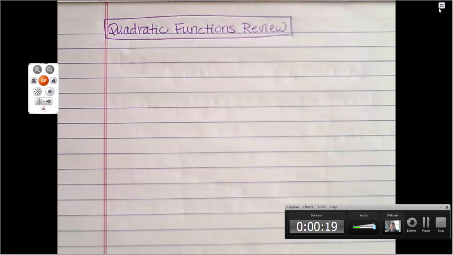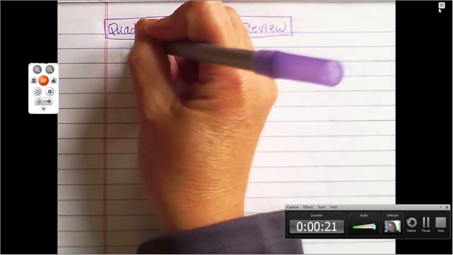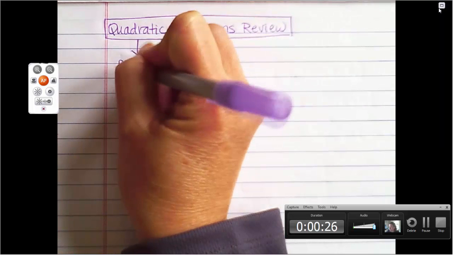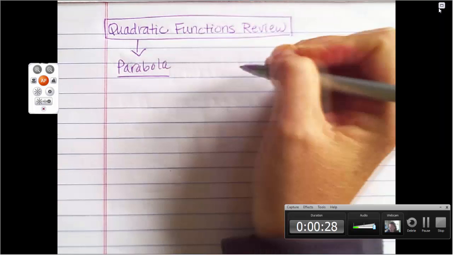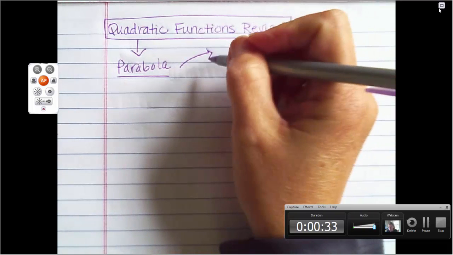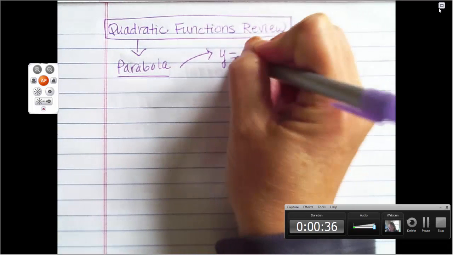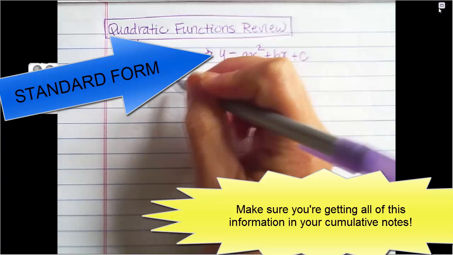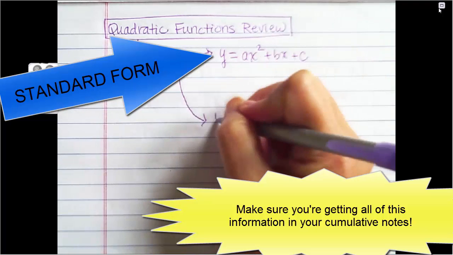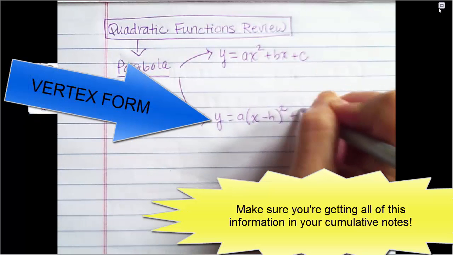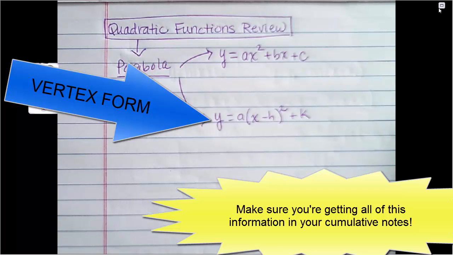Today we review quadratic functions. There are two forms of a quadratic function, but first of all you need to know that when you see a quadratic, you're going to get the graph of a parabola. The first form of a quadratic function is y equals ax squared plus bx plus c, and the other form, vertex form, is called y equals a times the quantity x minus h all squared plus k. Both forms give us a lot of information about the parabola.